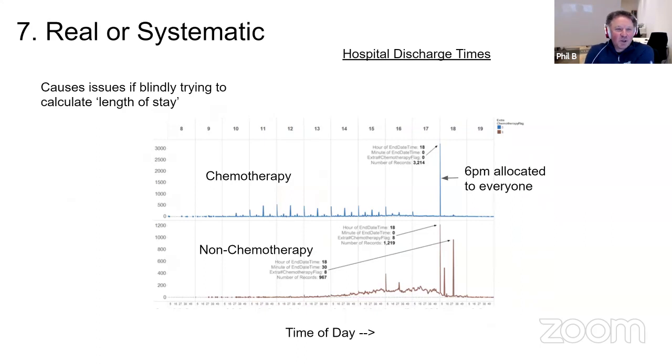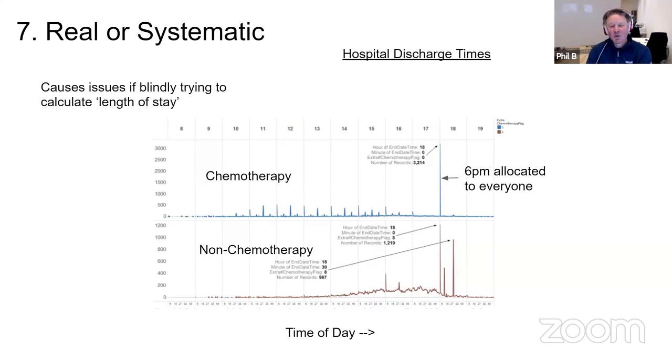Okay, real or systematic. So this is another hospital data set, and what we were trying to do was determine how long you spent in hospital. We were given this data set, and it had entry time and discharge time. I thought, okay, I'll just take one from the other and look at how long you were there. And then I actually looked at the discharge time. So time of day was on the x-axis and number of cases on the y-axis. And if you look at the top graph, which is all those who had chemotherapy, all the discharge times are on the half hour essentially.